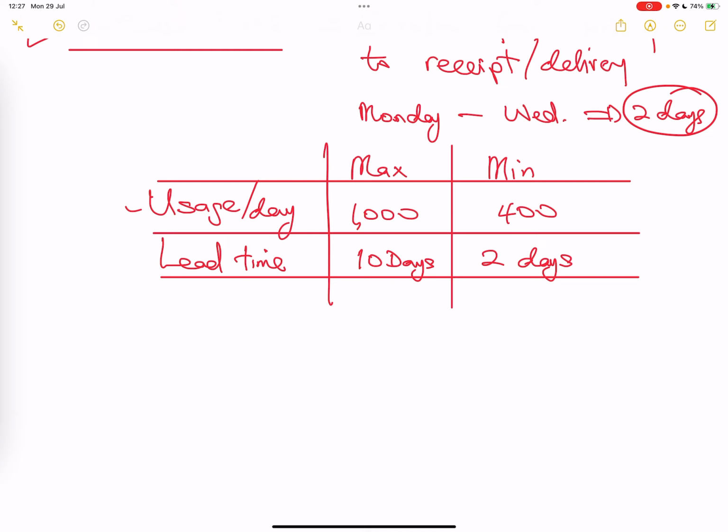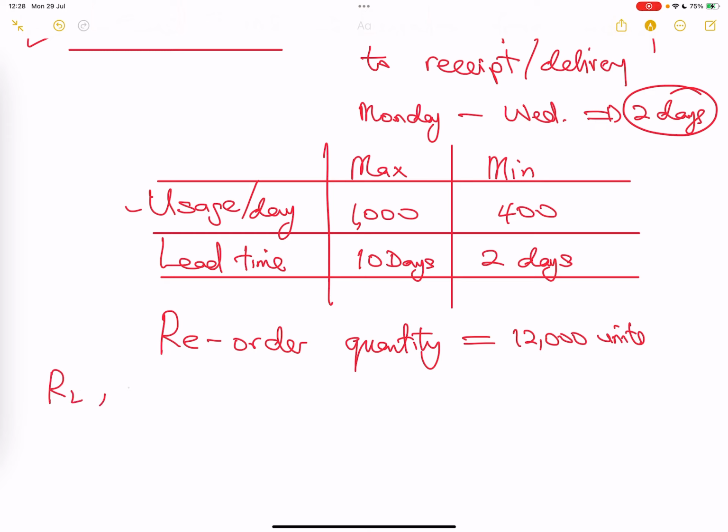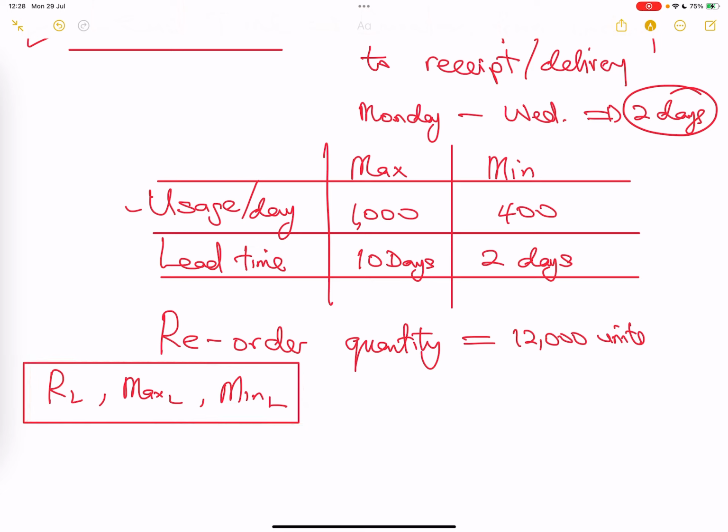Now let's use this information to calculate all those levels. This company has its reorder quantity. Remember, reorder quantity can be bulk quantity or EOQ. So every time they want to place an order, their reorder quantity is always 12,000 units. Now, using this information, let's calculate our reorder level, our max level, and our minimum level. Those are the three levels you must learn how to calculate. Let's deal with this quickly.